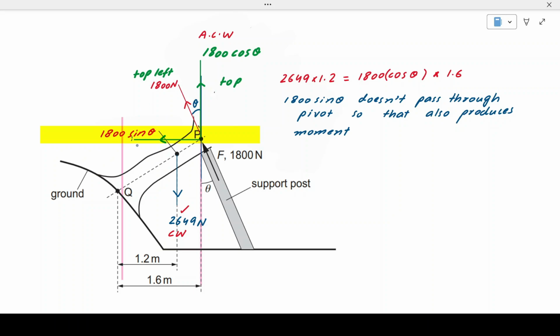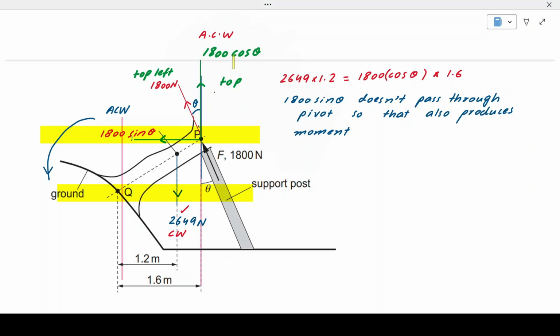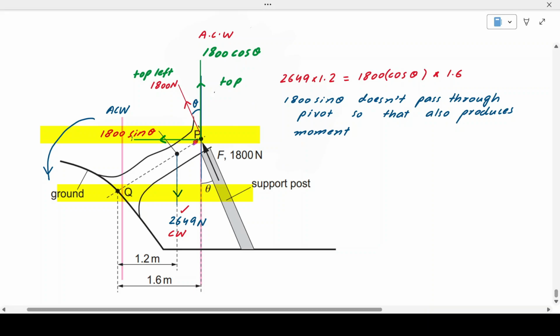Which one? Anti-clockwise. So it moves the tree in this direction, anti-clockwise. What is the perpendicular distance of that force from the pivot? It would be one arrow in the direction of force, one arrow through the pivot, and the difference between these two is the perpendicular distance. How much is it? Probably we need to find it.